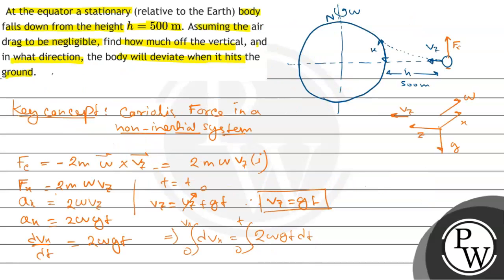Hence, the body will deviate 26 centimeter in the direction. So the Coriolis force is in the x direction, so the body will deviate in the x direction, which is east direction. So the body will deviate 26 centimeter in east direction, and that is our final answer. Hope you understand the question. Best of luck.